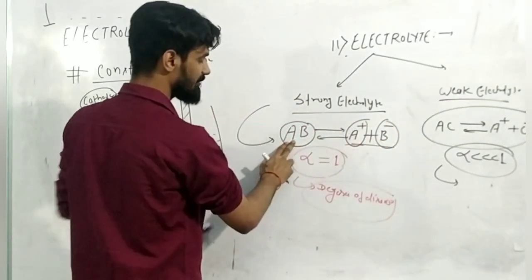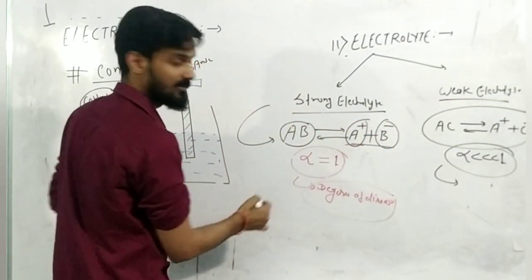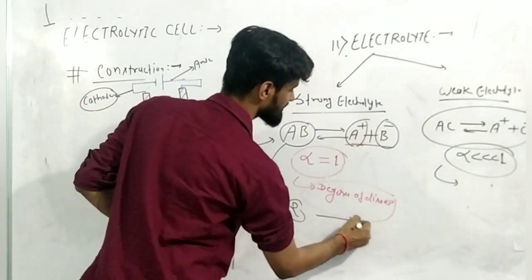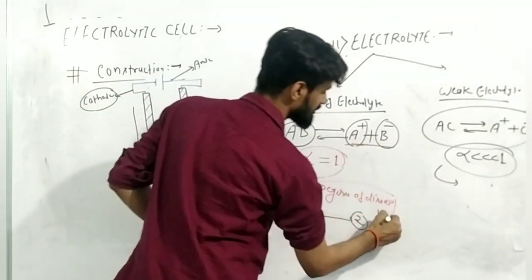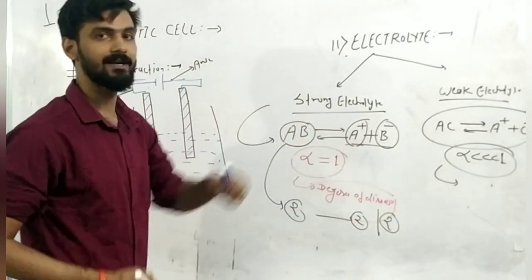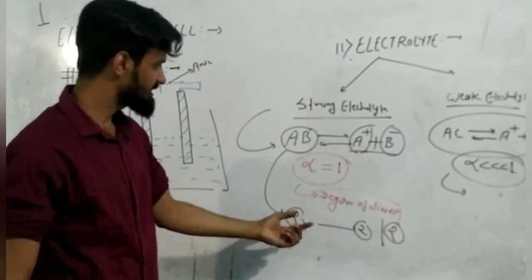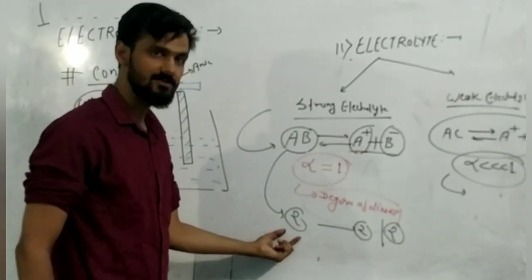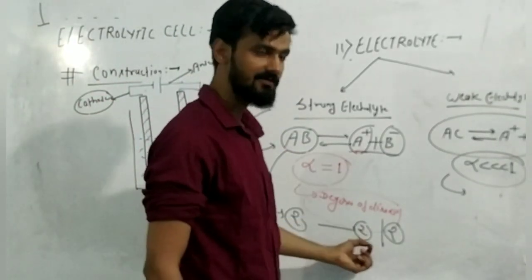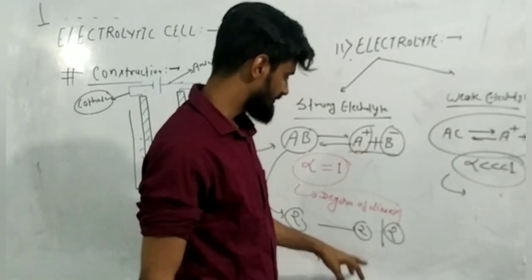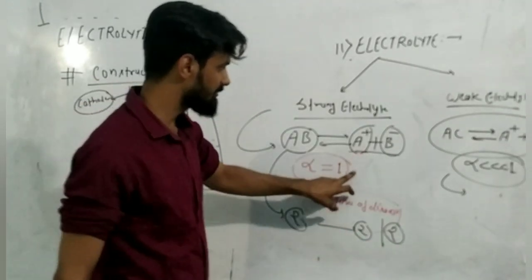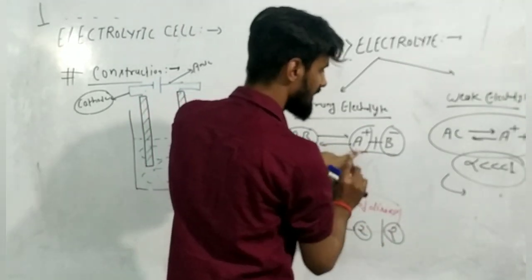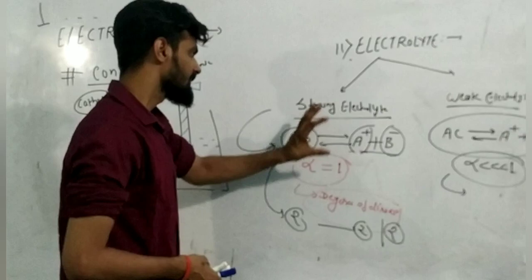So if the number of moles of this electrolyte AB is 2, then the number of moles of A plus you will get is 2, and the number of moles of B minus you will get is 2. When the number of moles of AB electrolyte is 2, and it gets dissociated after passing electricity through its solution, then you will get 2 moles of A plus ion and 2 moles of B minus ion. Then this electrolyte will be called a strong electrolyte.